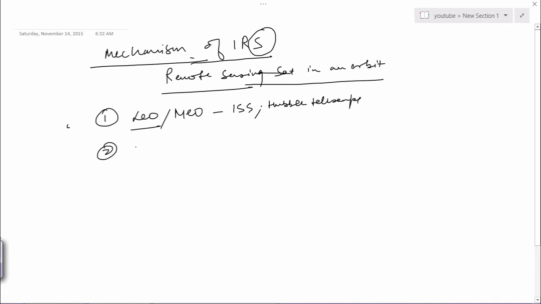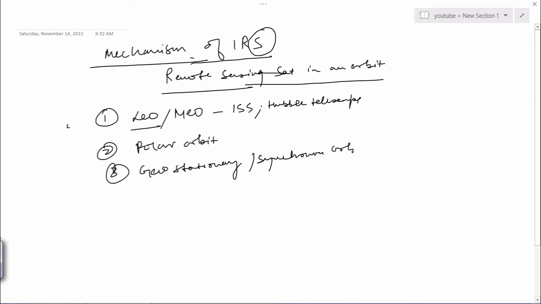And then we have the polar orbit. Then we have geostationary or geosynchronous orbit. So these are the orbits that we have. So where should we place the remote sensing satellite? Now you see, every orbit that we have serves a specific purpose, right? And this remote sensing satellite accordingly has to be placed in this polar orbit.